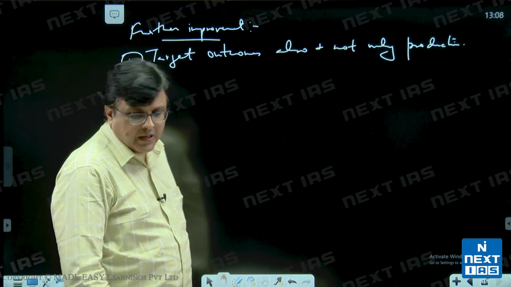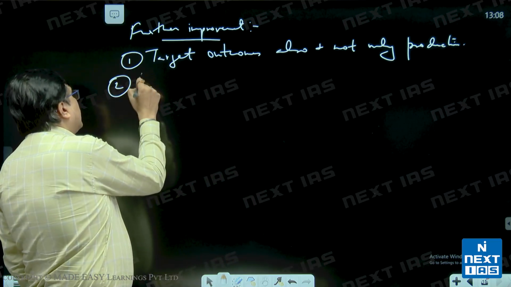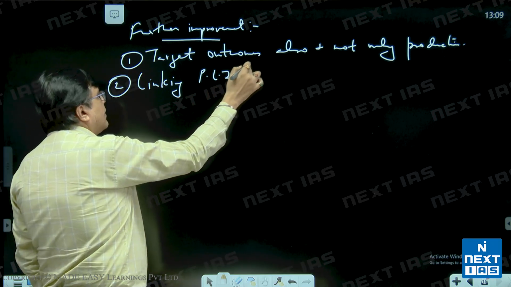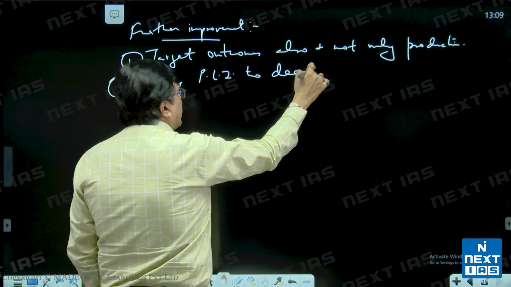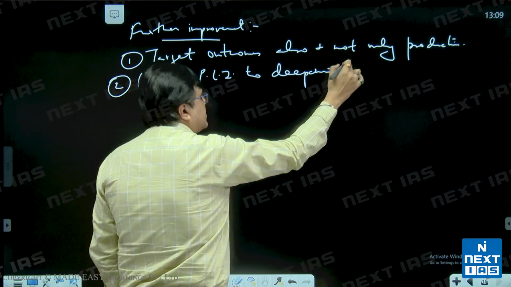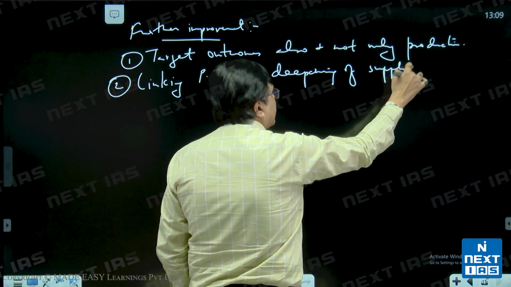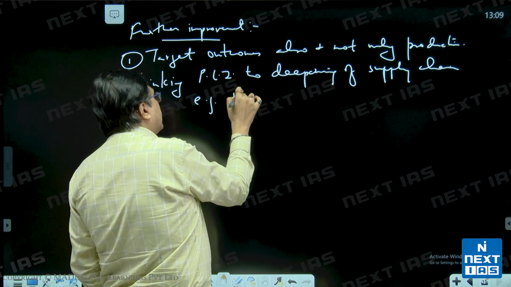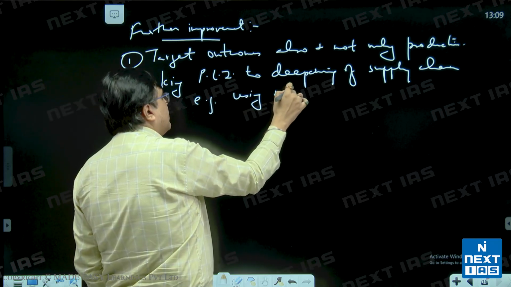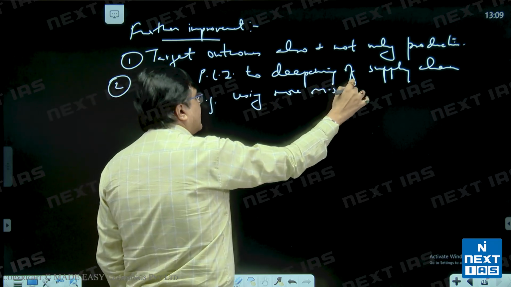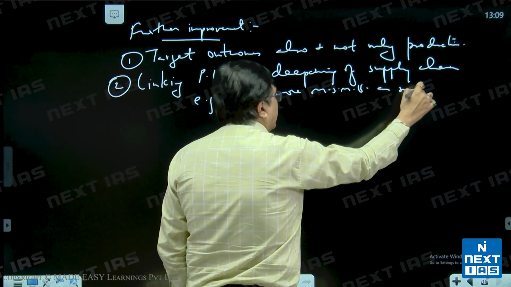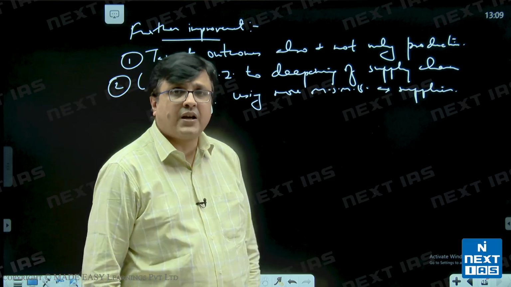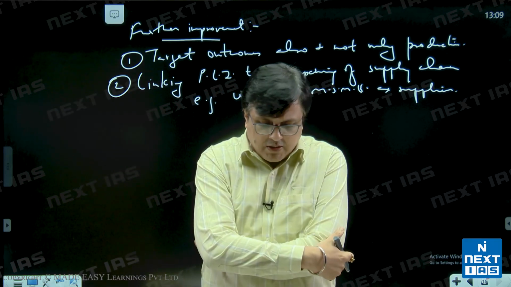Then another can be linking PLI to deepening of supply chain. For example, using more MSMEs as suppliers. That's another thing that we can plan for in the longer run.